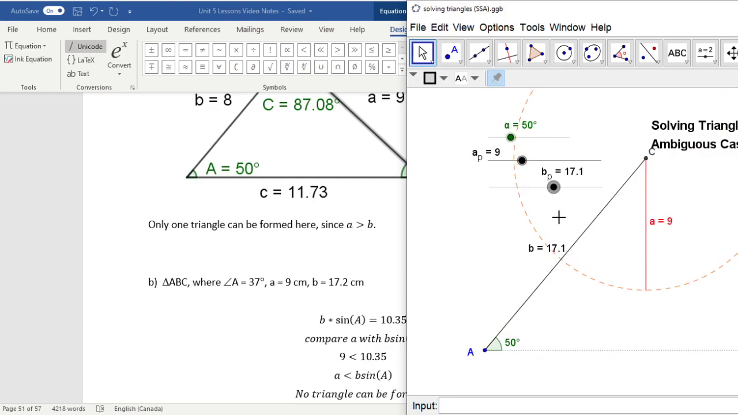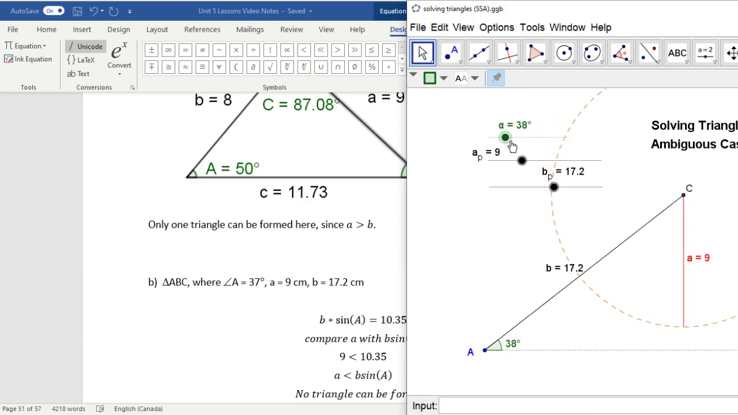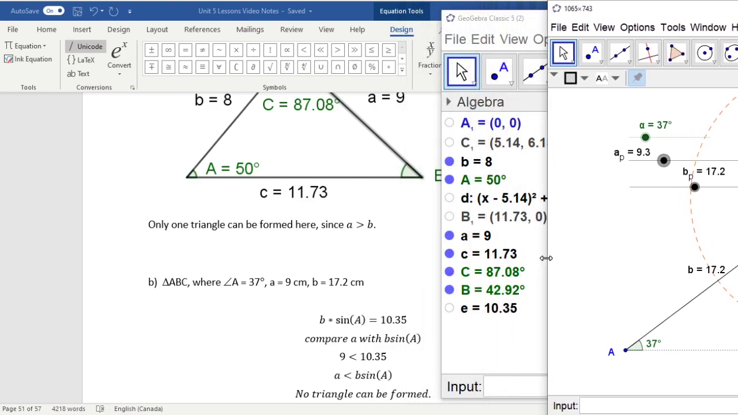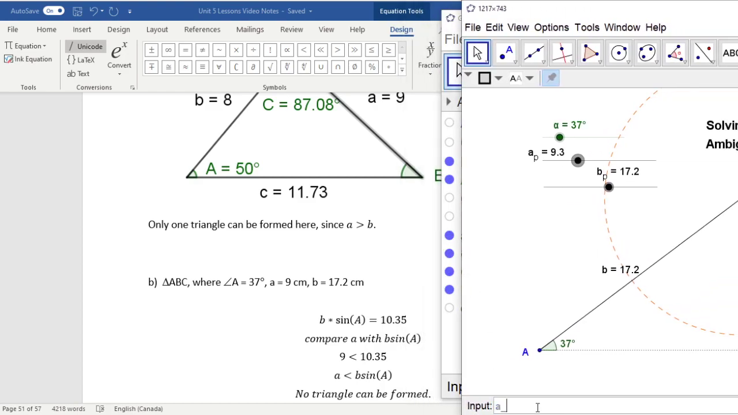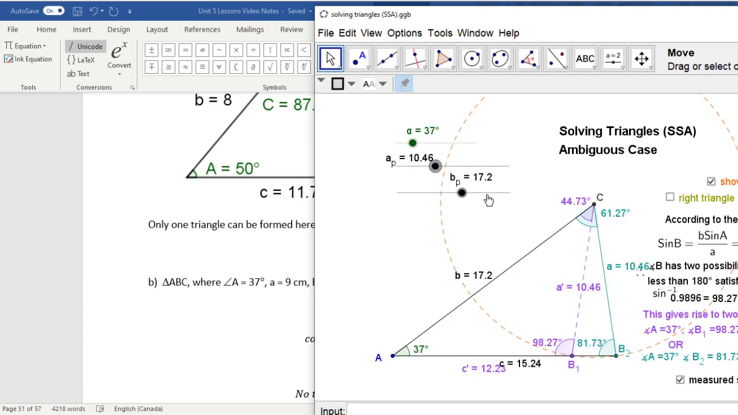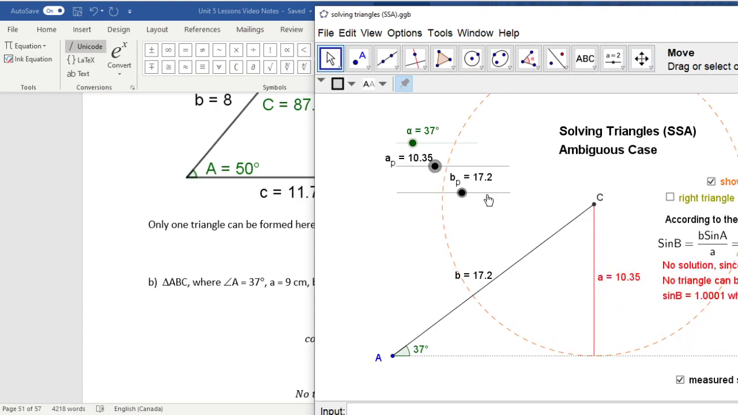Okay, 17.2. We set the angle to 37 degrees. And we check A as 9. Not long enough, right? Doesn't reach to be able to make a triangle. A would need to be the number we found, 10.35, right? And actually even slightly more than this, because of course I rounded it. You can see I'm still slightly off. It would need to be 10.35, so 10.36 should be big enough, right?